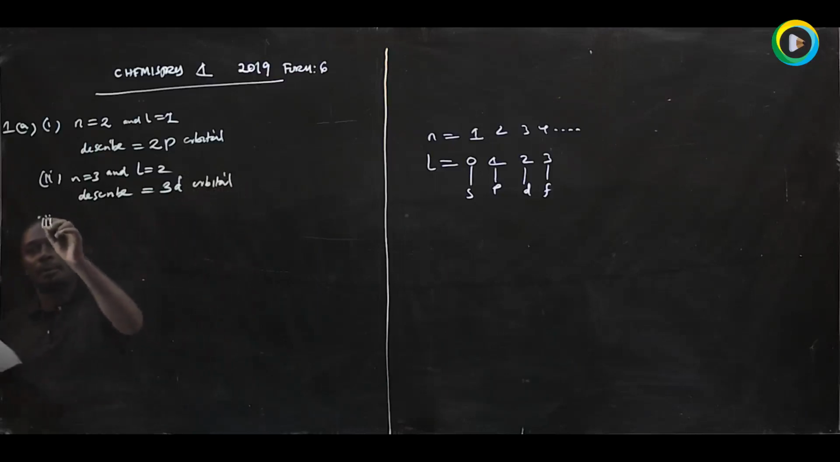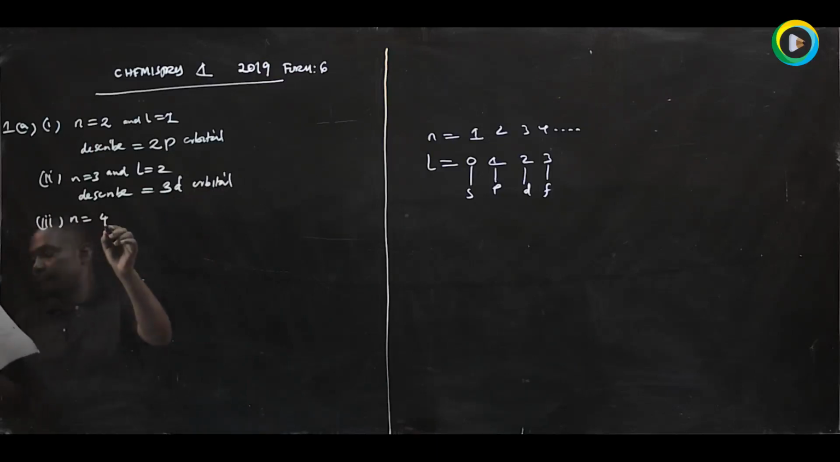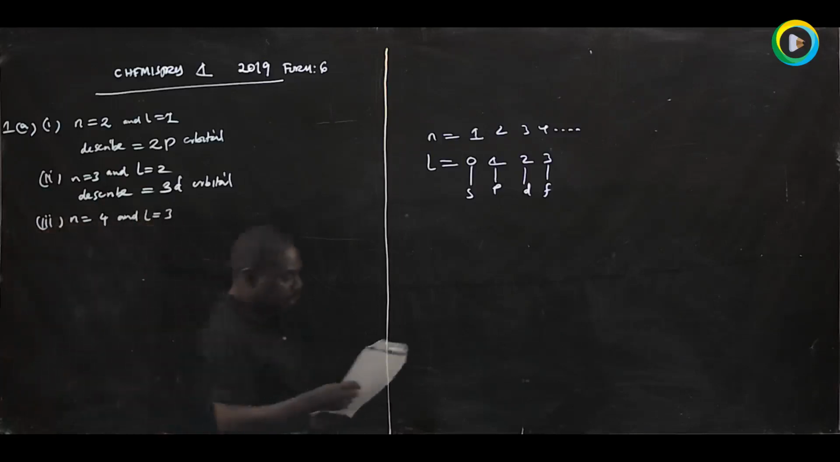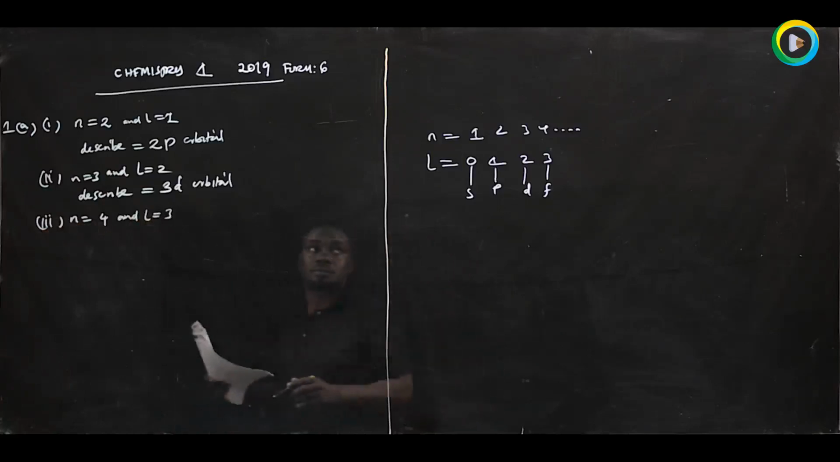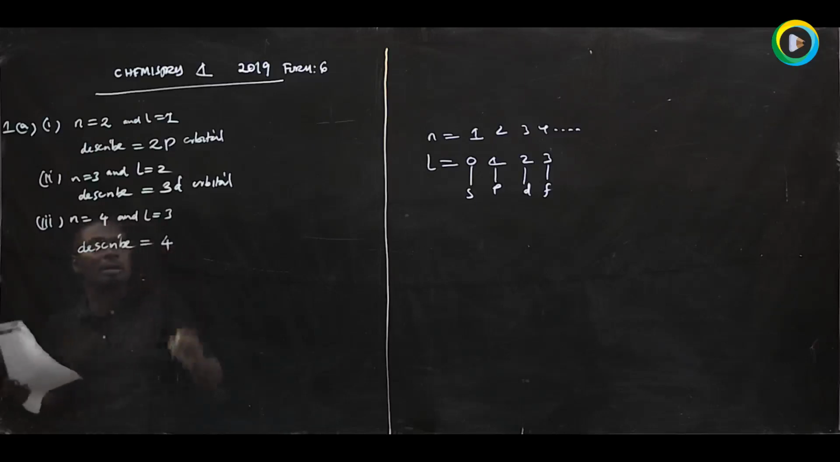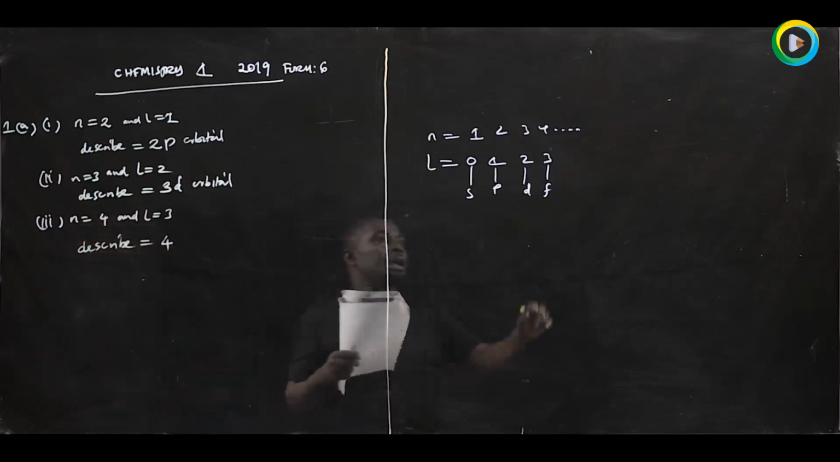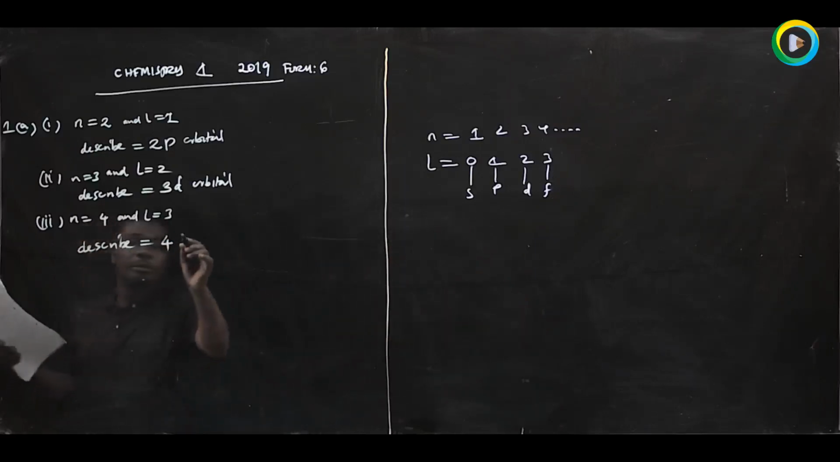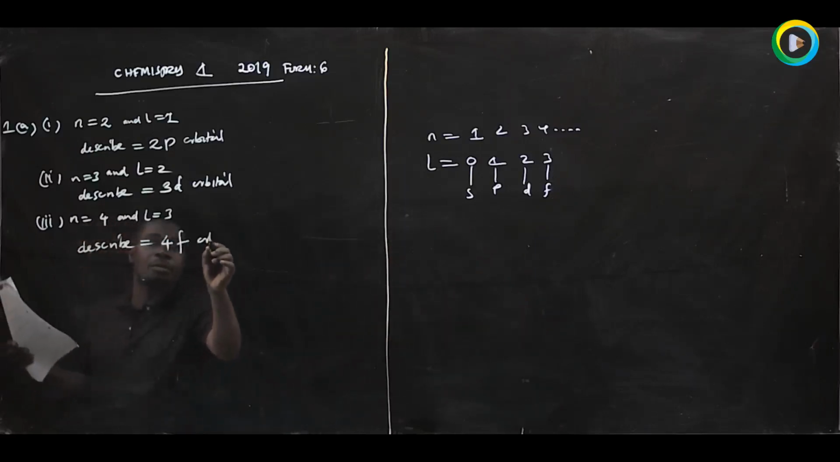Number 3, N is equal to 4 and L is equal to 3. Kwa n is equal to 4, hiyo ni sheli ya 4, na l is equal to 3 ina represent subshell F. It describes the 4F orbital.